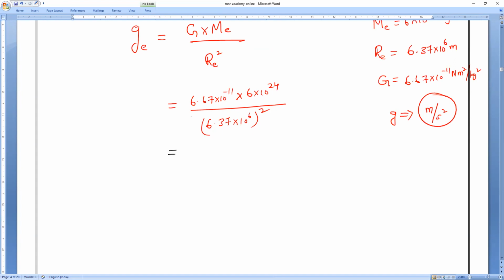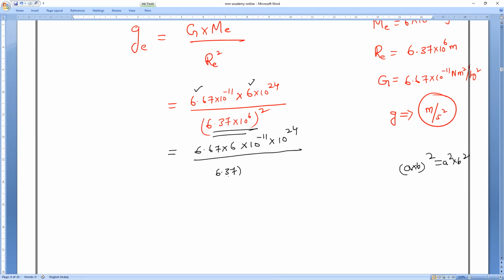Now I will write 6.67 into 6, into 10 to the power of minus 11 into 10 to the power of 24 divided by this one. It looks like this: A into B whole square equals A square into B square. So what will happen to this one? 6.37 whole square into 10 power 6 whole square. Next, A power m whole power n equals A power mn. So I'll modify this one.